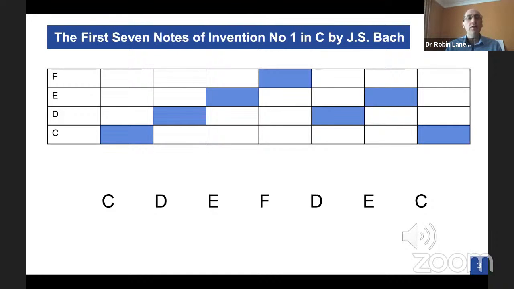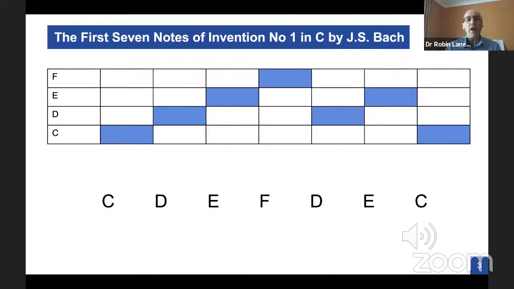Now, these 7 notes are very important, not just because they're the first thing we hear, but because Bach actually bases much of the rest of the piece on this pattern of notes. What he does in effect is he copies this pattern many times and manipulates it in many different ways. So if we ask, what is Bach inventing here? Why is it called an invention? We could say a lot of what he invents is this pattern. And then the rest of the piece is about repeating this pattern in very creative ways.